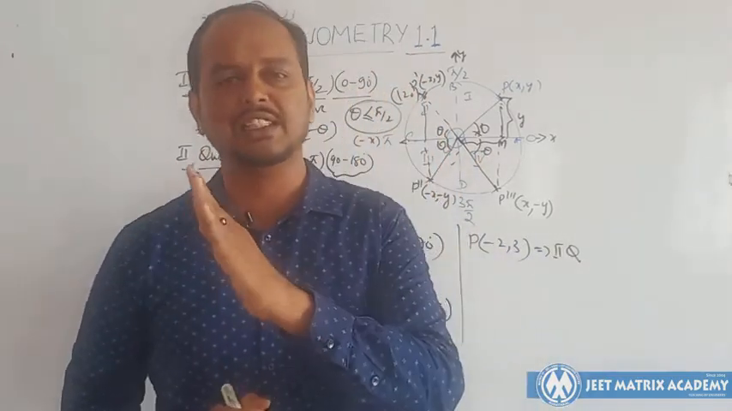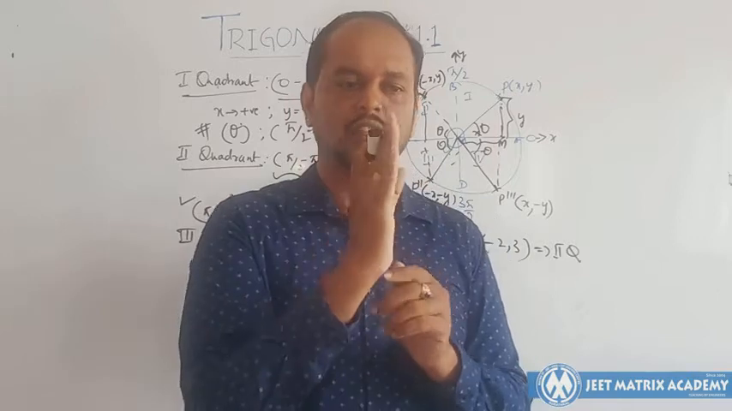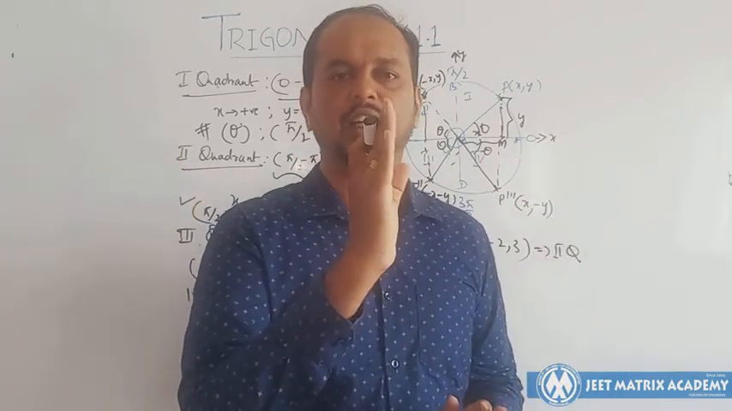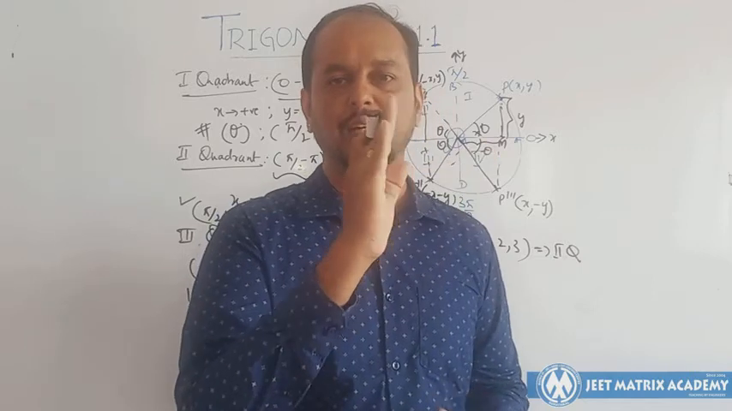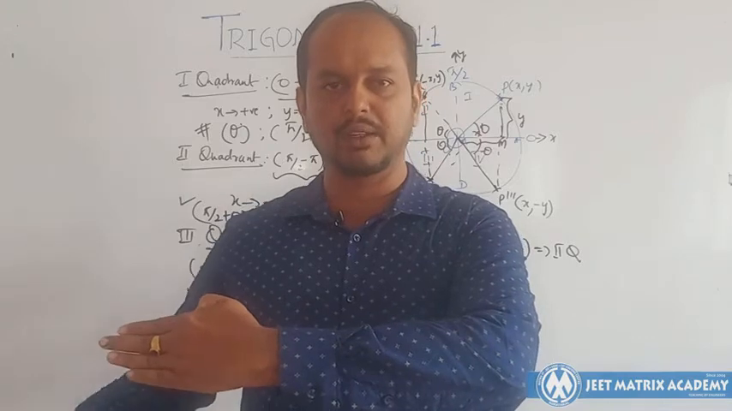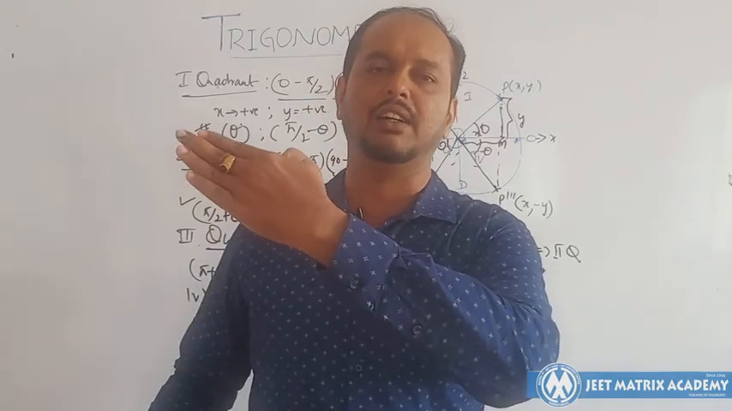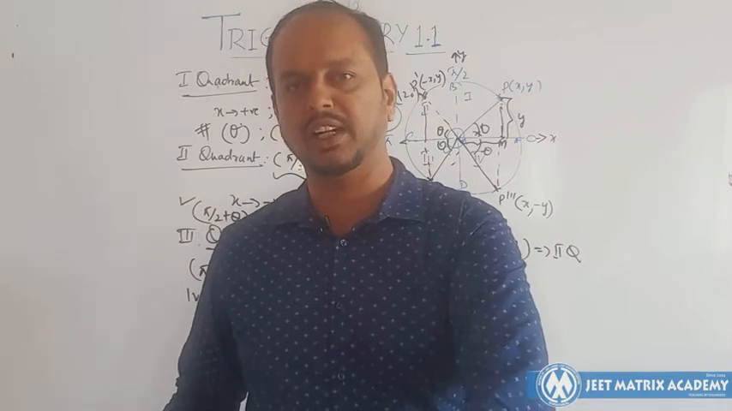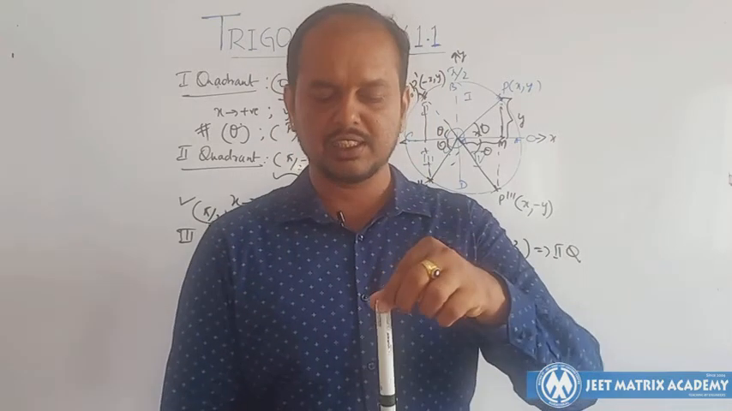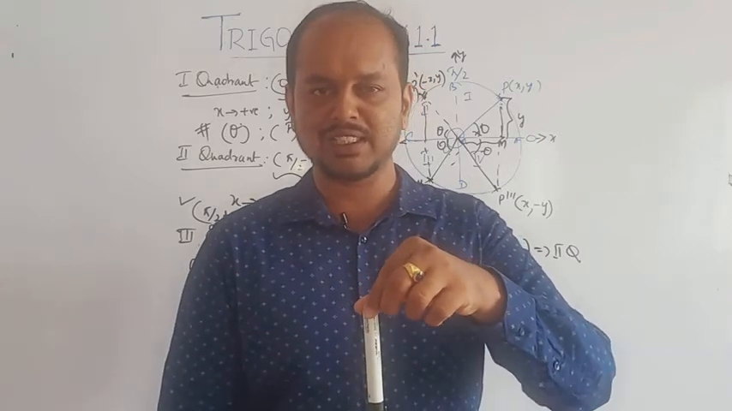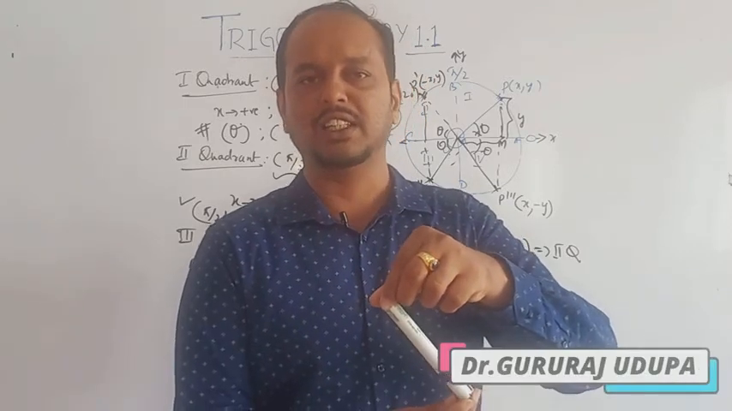If 90 minus theta, it is in the first quadrant. So first, second, third, fourth. 90 minus theta, first quadrant. 90 plus theta, second quadrant. 180, this is pi. Pi minus theta, second quadrant. Pi plus theta, third quadrant. Am I right? Now this is 270. 270 minus theta, third quadrant. 270 plus theta, fourth quadrant.